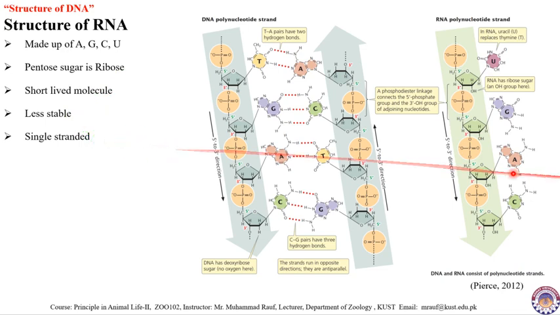It is single-stranded. DNA is double-stranded. But remember one thing, RNA can be double-stranded. Transfer RNA is double-stranded. When this RNA folds upon itself and the complementary bases come in front of each other, then they can form hydrogen bonds and the RNA can become double-stranded. But RNA is never helical.